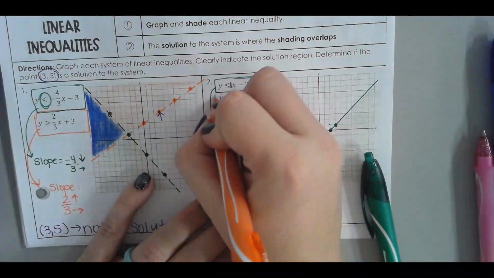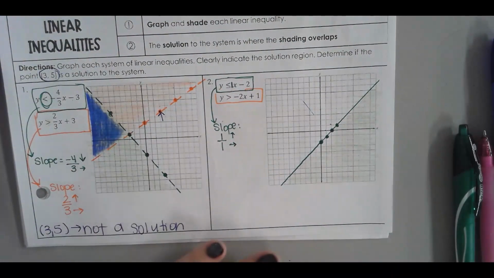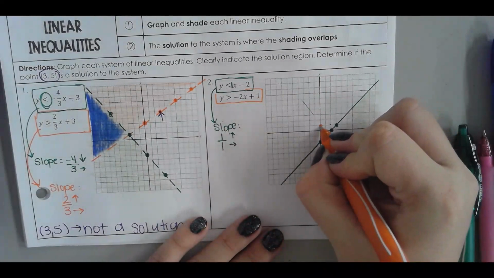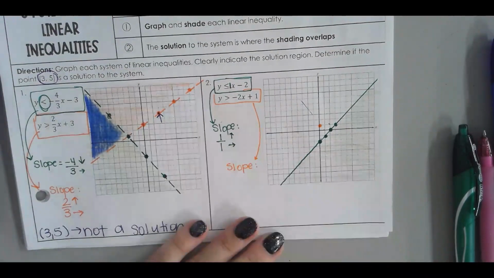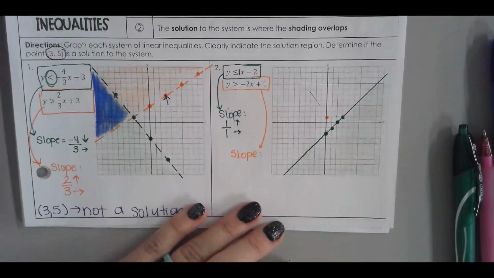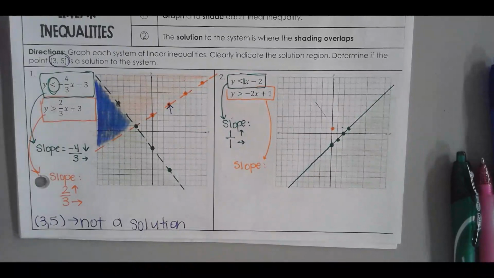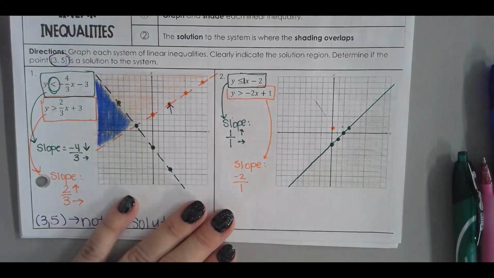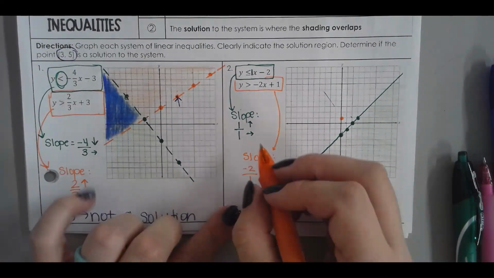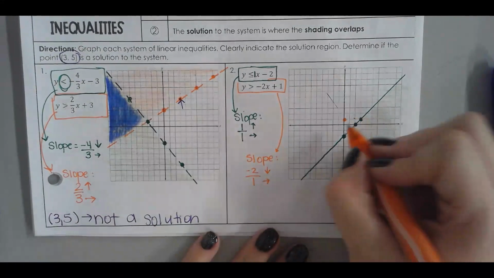The second line. What is the y-intercept? 1, because it has the +1 at the end. My slope is what? -2/1. So I'm going to count down 2, right 1.